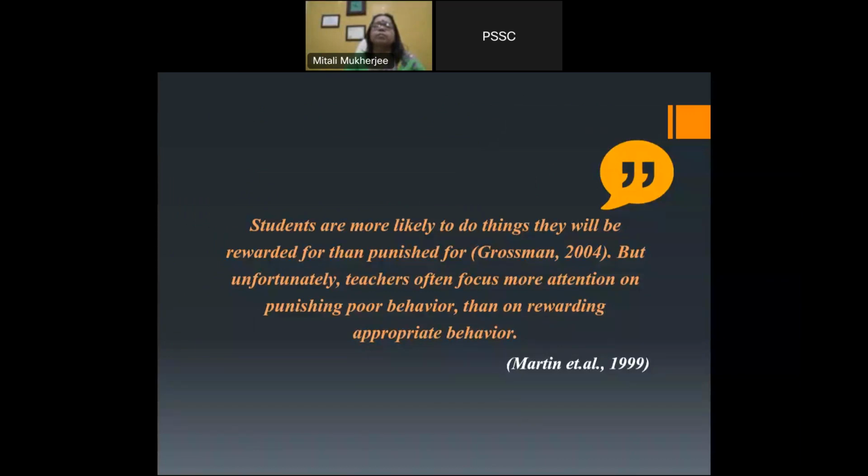So you explain only the reward system to your children, so that their focus will be on rewards rather than punishment. So the focus is on reward, children will do good things. Children will not do bad things. So this is how you can decrease negative behavior in the classroom.